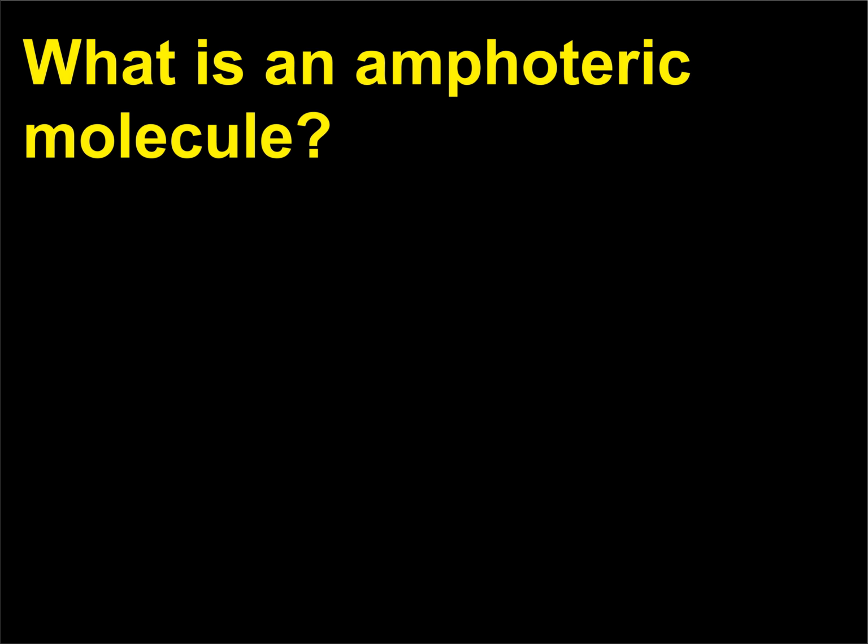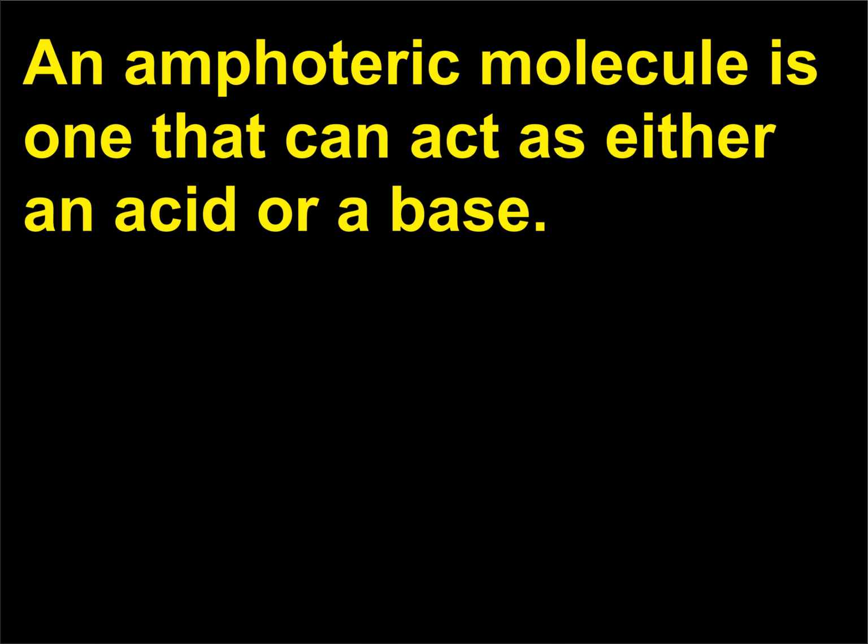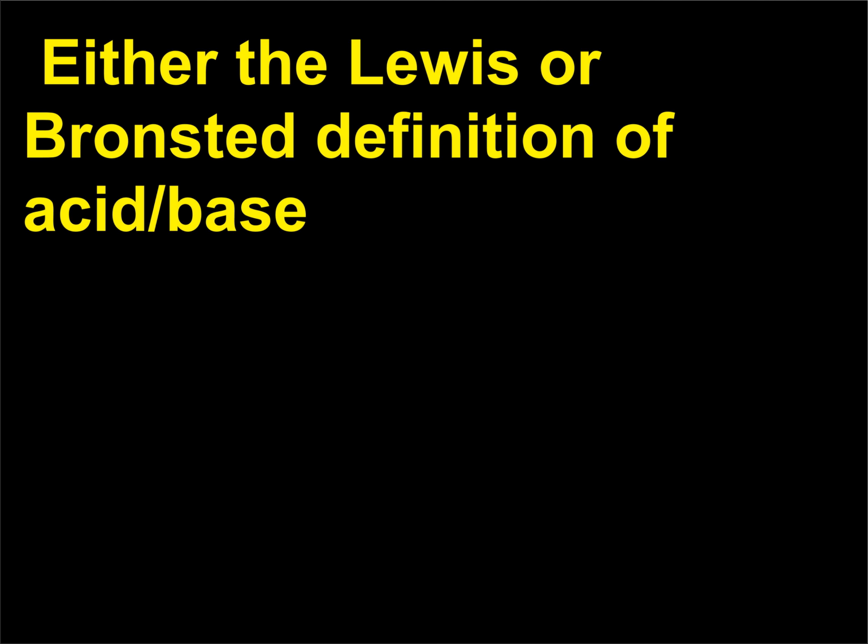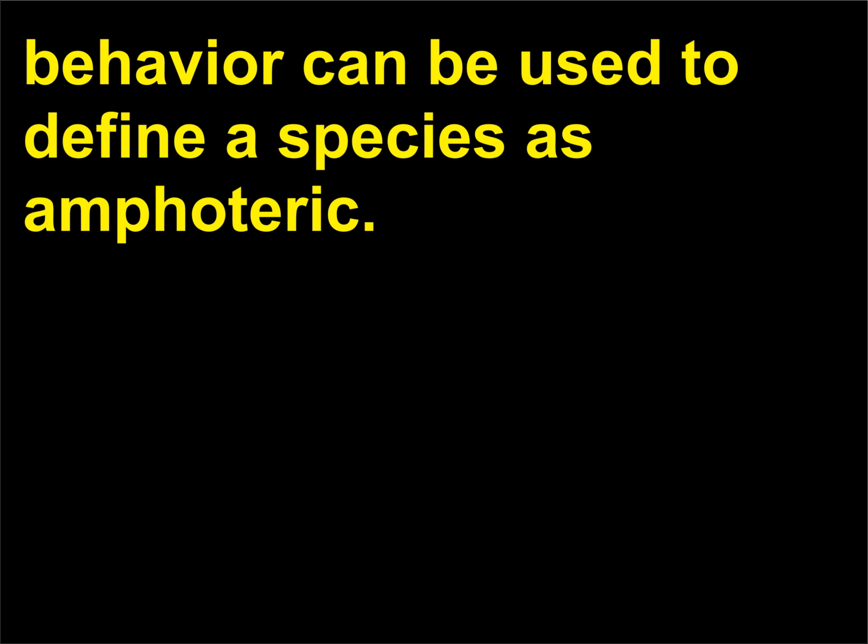What is an amphoteric molecule? An amphoteric molecule is one that can act as either an acid or a base. Either the Lewis or Bronsted definition of acid/base behavior can be used to define a species as amphoteric.